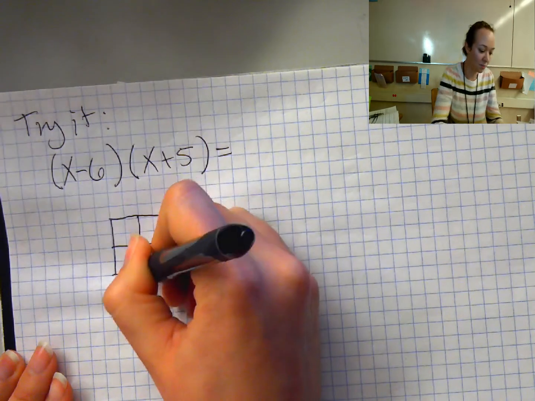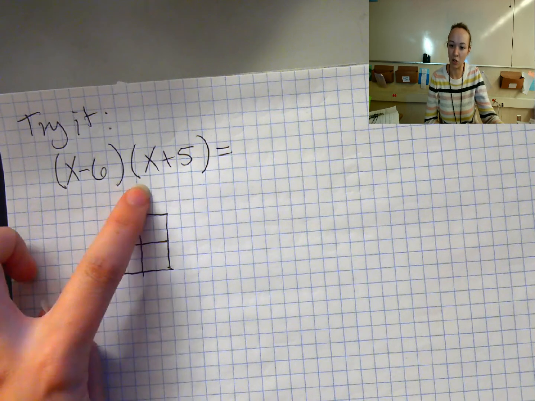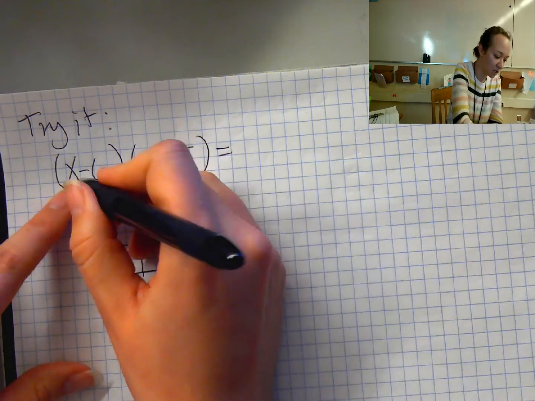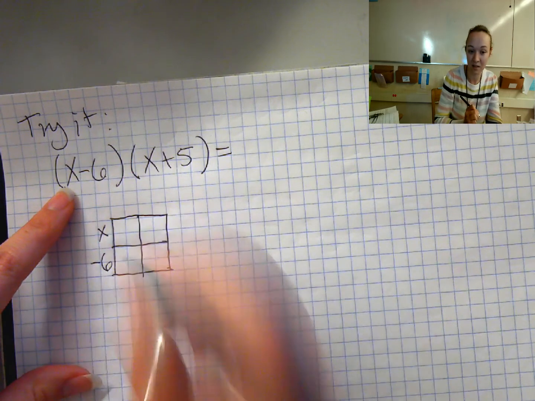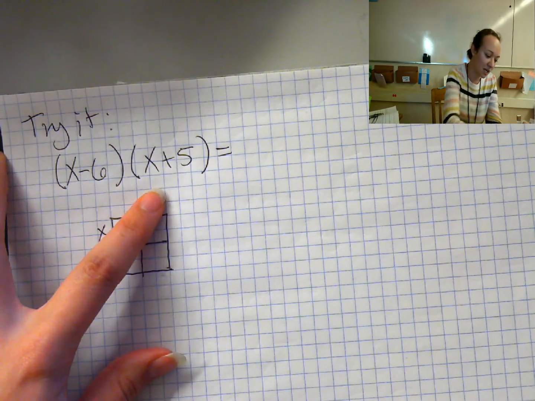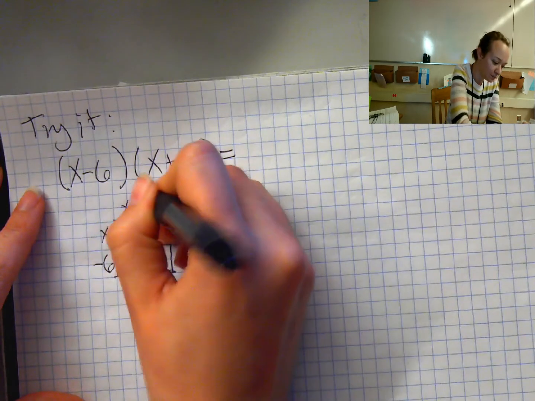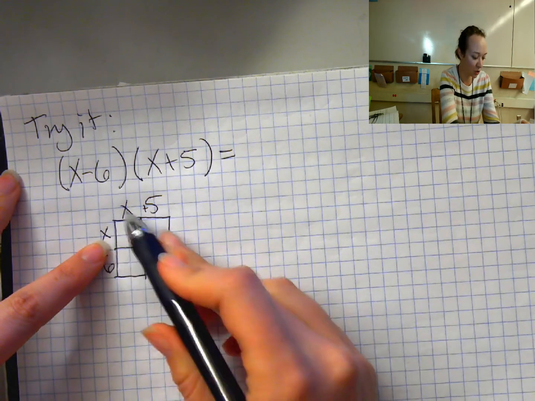And I'm breaking it up into 2 pieces on each side because these are both binomials. They both have 2 terms. So one side I'm going to label as x and then a negative 6 because I have a minus there this time. And then the other side I'm going to label as an x plus 5. And then I'm going to fill in my pieces. So I'm going to do each side of multiplication.